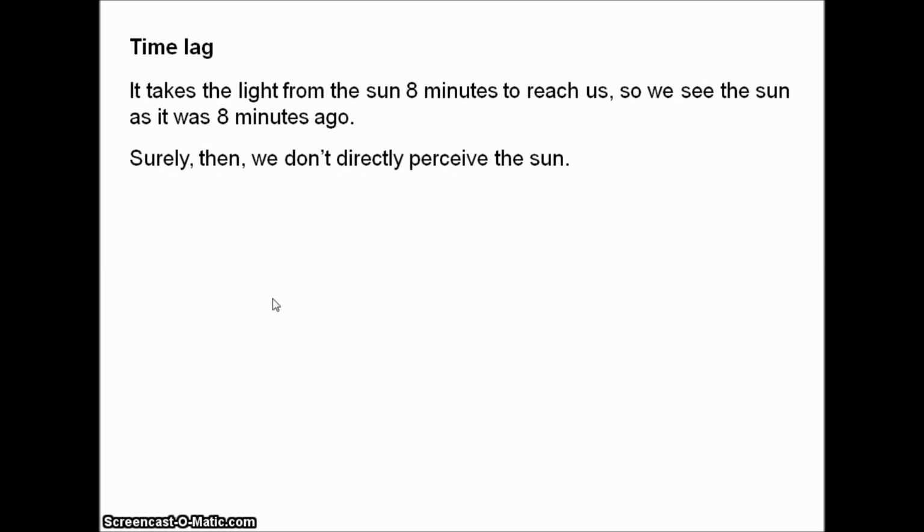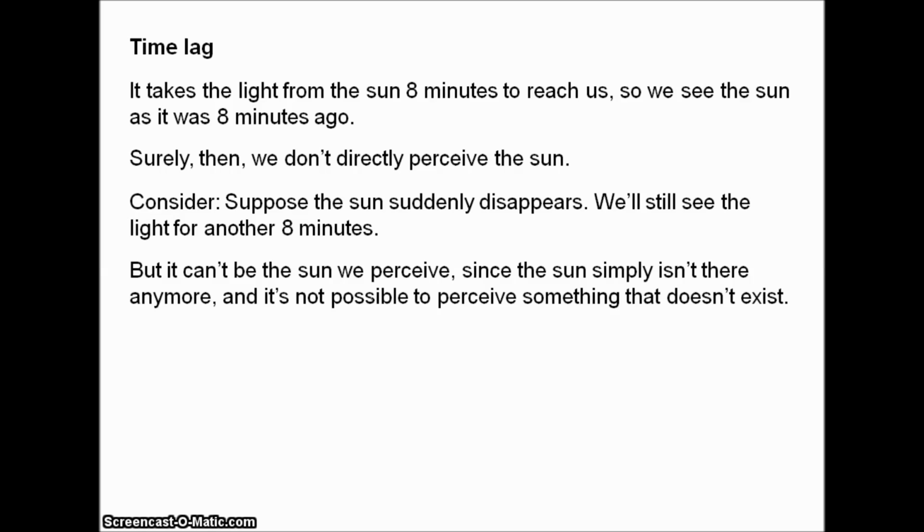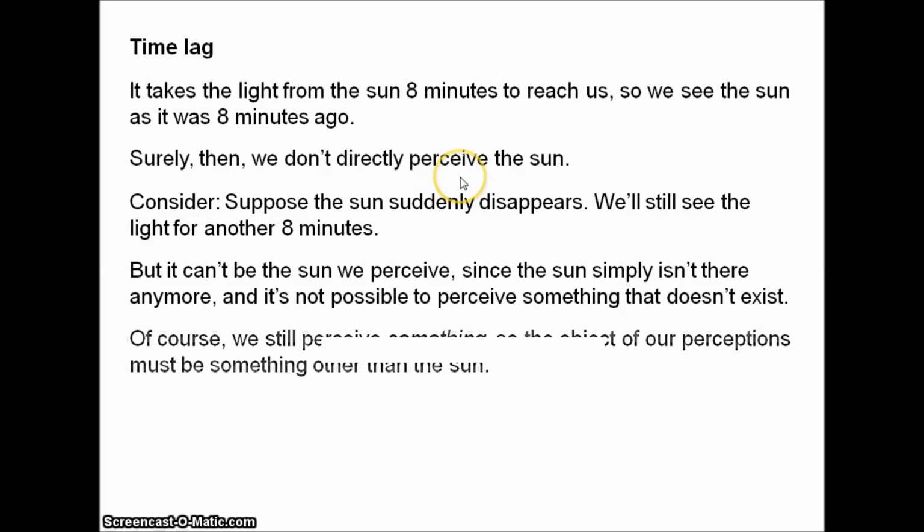Well, just consider. Imagine that the sun suddenly disappears. Well, we'll still see the light for 8 minutes. It can't be the sun that we perceive, since the sun simply isn't there anymore, and it's not possible to perceive something that doesn't exist. Of course, though, we still perceive something, so the object of our perceptions must be something other than the sun.